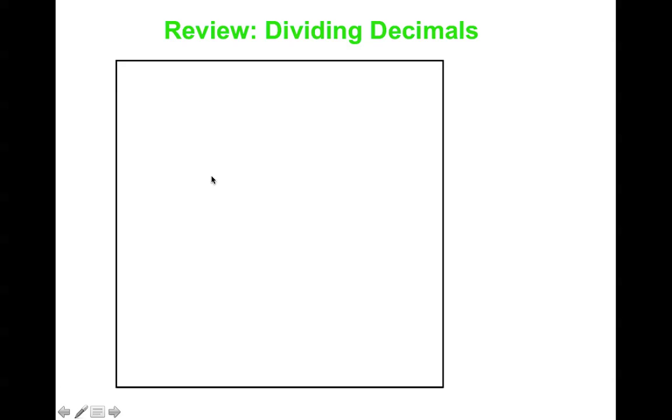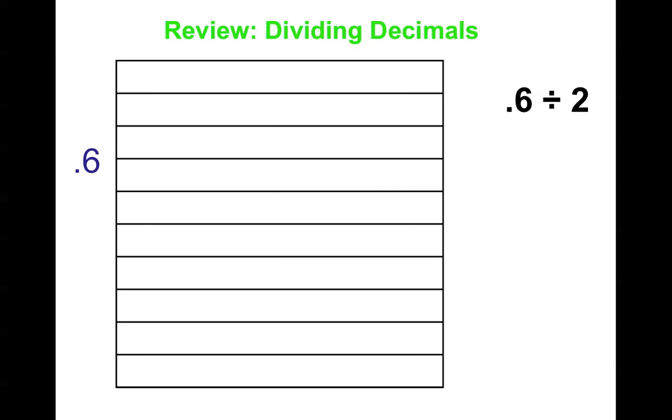Today we're going to continue on with our dividing section, with dividing decimals. To review what dividing decimals means: if I have 6/10 divided into two groups, what that means is that if I have 6/10, notice these are divided into 10 pieces, 6 of them are right here, and if I were to divide this into two groups, how much would be inside each group?